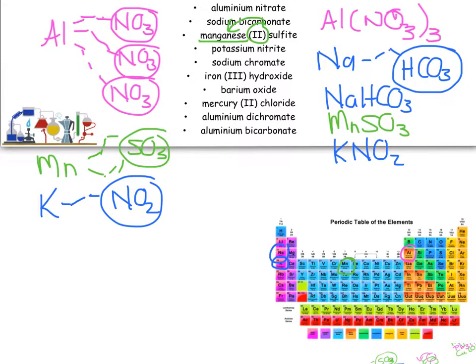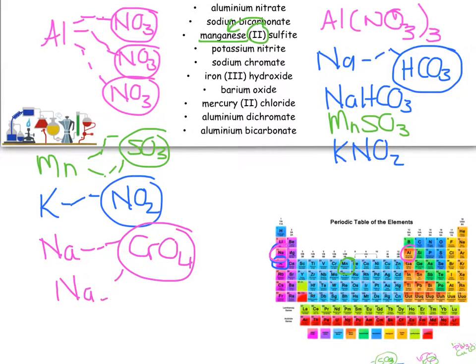Sodium chromate. Sodium is Na, which is in group 1, valency 1. Chromate is CrO4 with a valency of 2. Give it 2 arms. And we have got Na2CrO4.